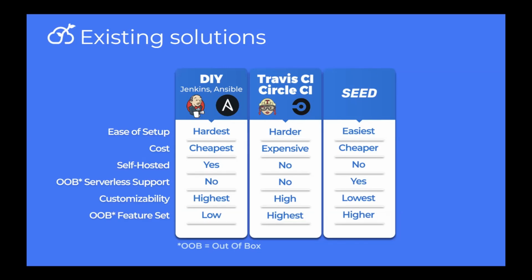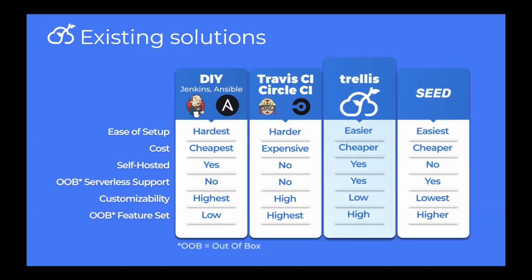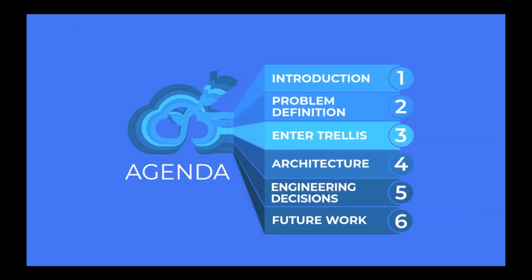Some teams will need a solution like Seed that is opinionated, low config, and inexpensive, but allows the user full control over the pipeline's infrastructure and data. We built Trellis to address this need. Now that we understand where Trellis fits in, we can start speaking about Trellis itself.